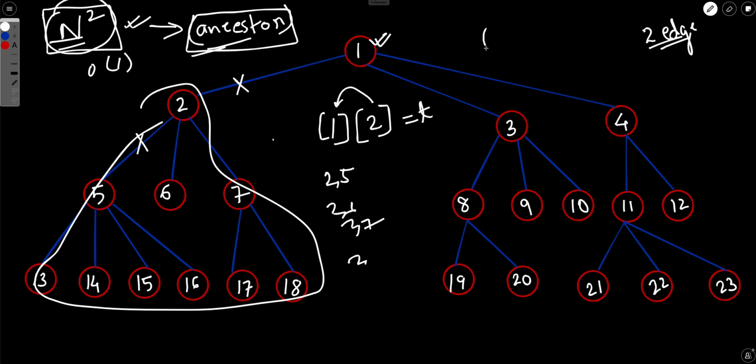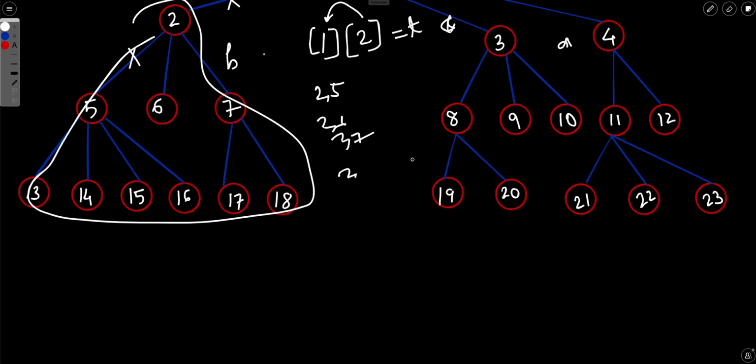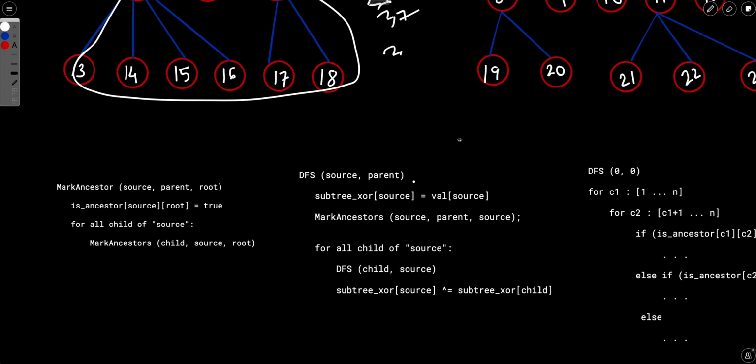So for every node, you will be iterating over its subtree once and just marking the ancestor. That way you will get a 2D array that will tell you whether A is ancestor of B or not, right? And once you have the ancestor, you can easily find out A, B, and C, and basically the XOR of each component, and you can easily find out the score. So let's just quickly look at what we have just discussed.